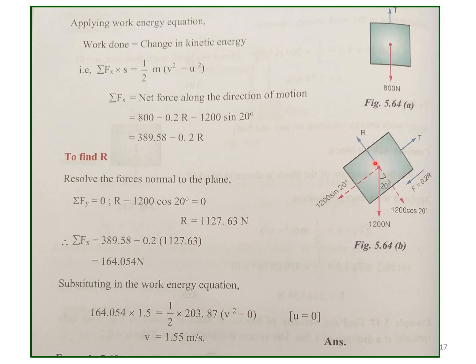Now in order to get the normal reaction, you have to resolve the forces normal to the plane. When you resolve the forces normal to the plane, you get summation Fy equal to 0. So R minus 1200 cos 20 is equal to 0. From this we get R is equal to this. After getting the R value, you have to substitute here to get the net force in the direction of the motion. So we get the net force as 164.054 Newton. Then we apply it in the work energy equation, and we get the velocity of the block as 1.55 meter per second.